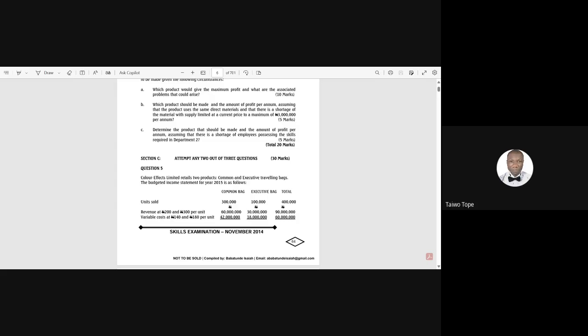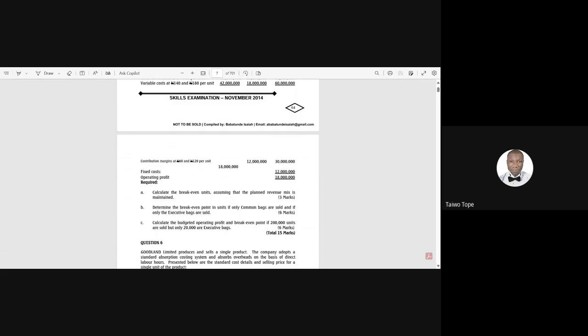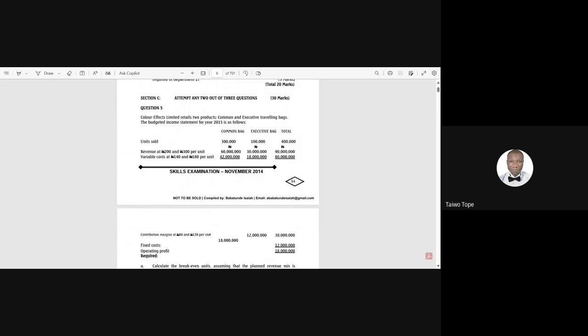So, who can interpret this question step by step? The question is calculate break-even units, assuming that the planned revenue mix is maintained. So, let's assume this is what you are seeing that day. How will you go about it? The floor is open.